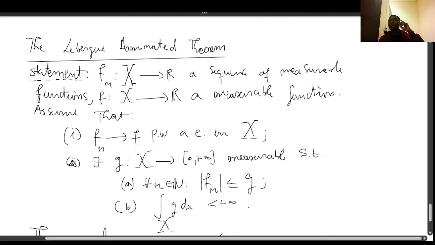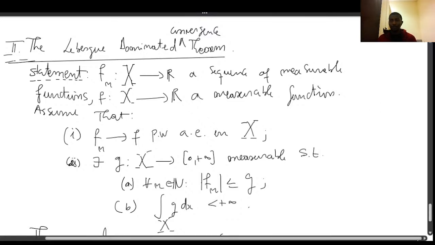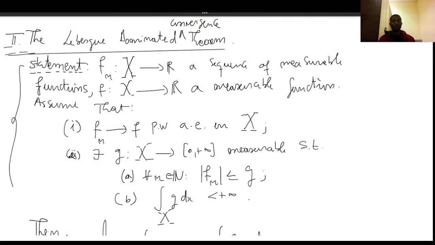As we said, we are continuing with the example execution section that we were talking about. Now we are going to consider examples on the Lebesgue dominated convergence theorem. First of all, let us see the statement of the theorem, and then we will see how we will use it in the example that we come to later.